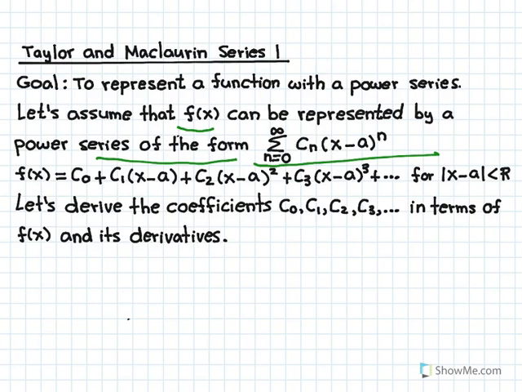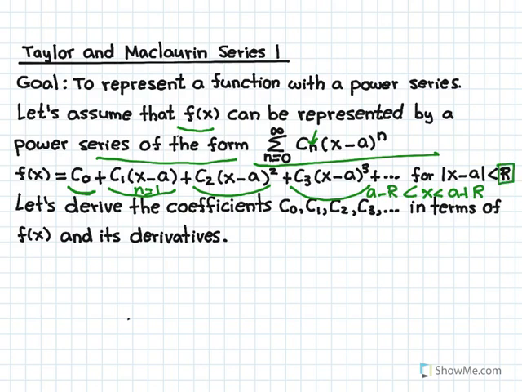Let's expand out this summation. We get f of x is equal to c sub 0. We obtain this term by plugging n equals 0 here. And c sub 1 times x minus a, that's the term n equals 1. And c sub 2 times x minus a squared, that's the term n equals 2. And c sub 3 times x minus a to the power of 3, and we obtain that term by plugging in n equals 3. The interval of convergence is x between a plus R and a minus R, and the radius of convergence is capital R.